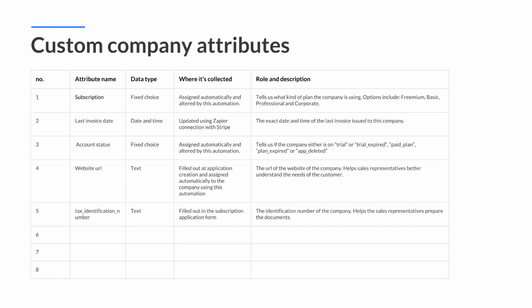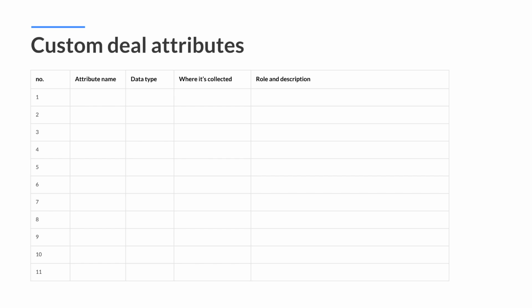Now it's time for custom company attributes. As before, each team writes down all the custom attributes that come to their mind, along with descriptions and information on where they should be collected. As before, you just write everything that comes to your mind, and during the next meeting, you'll pick the ones that are most suitable for your business. The same applies to custom deal attributes. However, of course, the sales team will mainly include those custom attributes because they're the ones who mainly use deals.